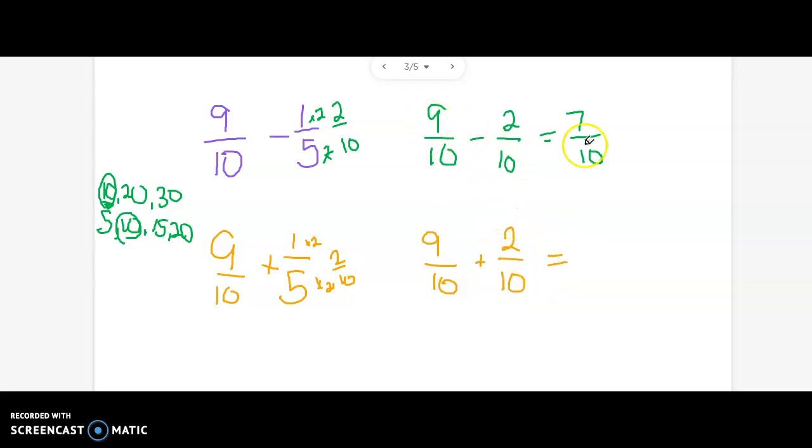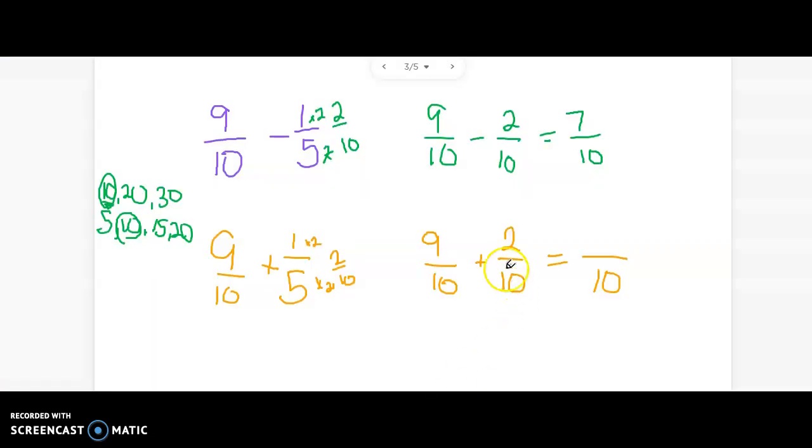Okay. Now, just like up here when we subtracted, we worked so hard to find that common denominator. Let's keep it. And then we have to add our numerators. 9 plus 2 is 11.